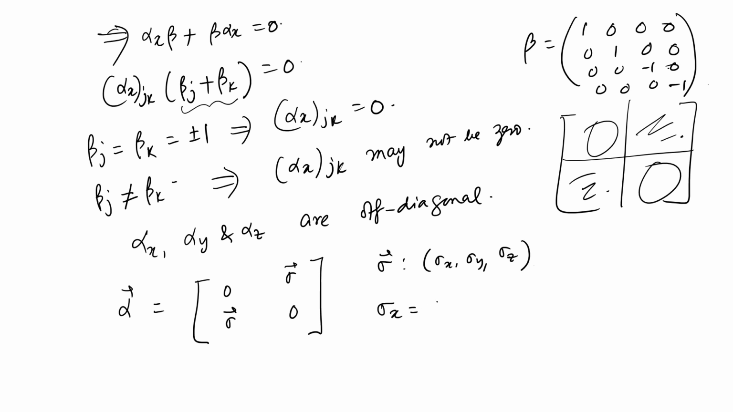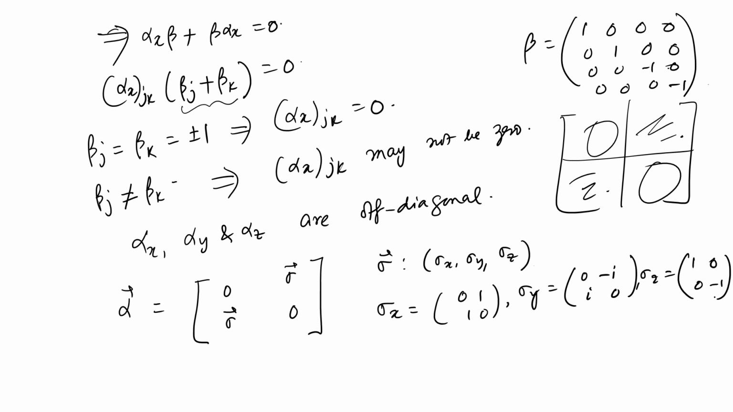Just to remind you that sigma x is equal to [0 1; 1 0], sigma y is equal to [0 -i; i 0], and sigma z is the diagonal one, which has [1 0; 0 -1]. Okay. So, now why is it 4 by 4 and not larger than that?